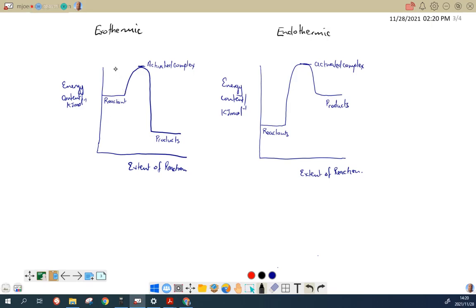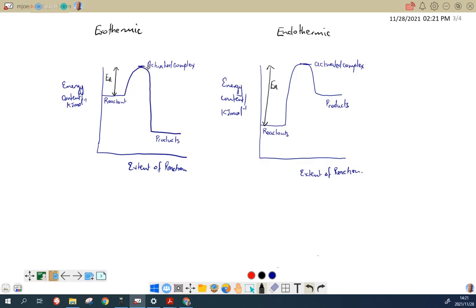But before we get to that, we just need to show that in both of these you have what is known as the activation energy. That is the difference between the energy content of the activated complex and the reactants. It is the minimum energy that reacting substances need to have before they can take part in effective reaction collisions to form products. So both of them have activation energies, and those activation energies may be different, but both do have that.